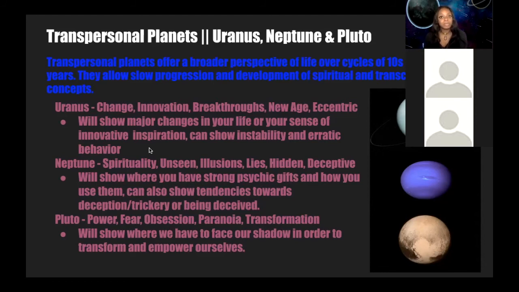Neptune represents spirituality, the unseen, illusions, lies, hidden things, and can be deceptive as well. It will show where you have strong psychic gifts and how you use them, but it can also show tendencies towards deception, trickery, or being deceived. So Neptune has a good and a bad side like all planets, but Neptune's bad side can be more prominently expressed if it's not in good planetary balance.